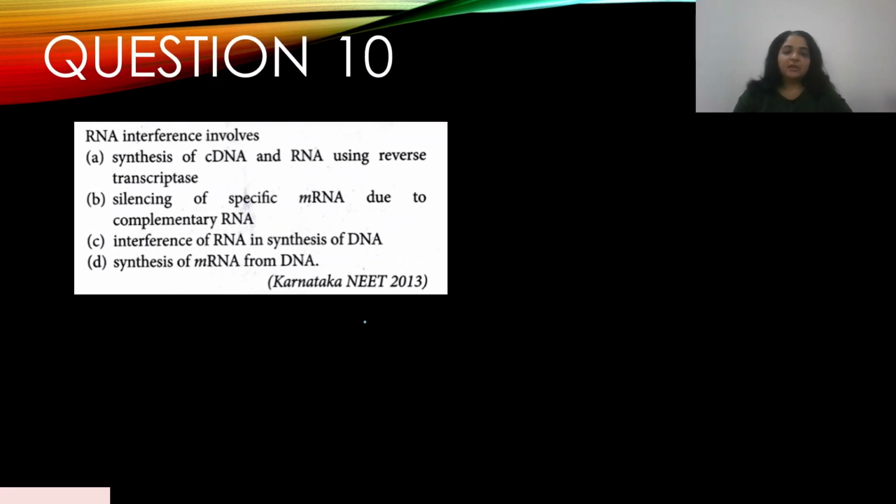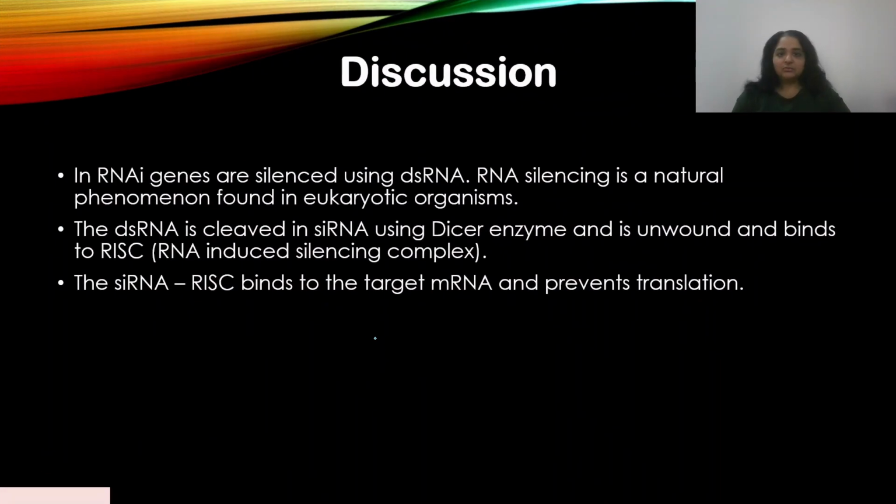Question number 10. RNA interference involves, and this appeared in Karnataka NEET 2013, A, synthesis of cDNA and RNA using reverse transcriptase, B, silencing of specific mRNA due to complementary RNA, C, interference of RNA and synthesis of DNA, D, synthesis of mRNA from DNA. Just discussed RNA interference. So silencing of specific mRNA due to complementary RNA. All right, so the answer is B. This is basically a repeat of what I've just discussed, how RNA silencing works.